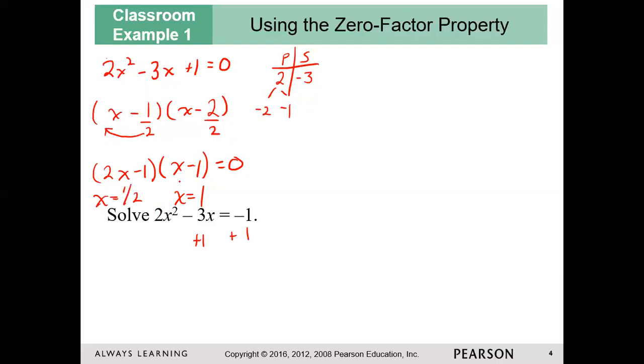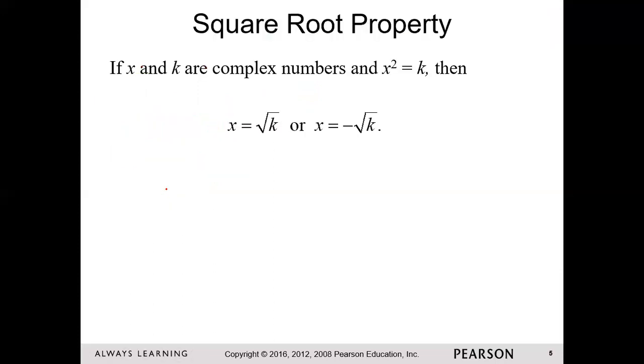We don't have to worry about checking them because we didn't square both sides. We didn't use the power rule to get any of those extraneous solutions that we got in the last section. All right. So those are our two solutions to example 1.